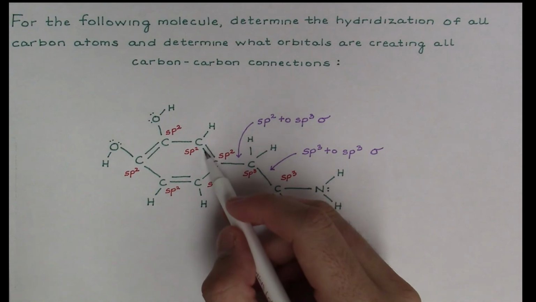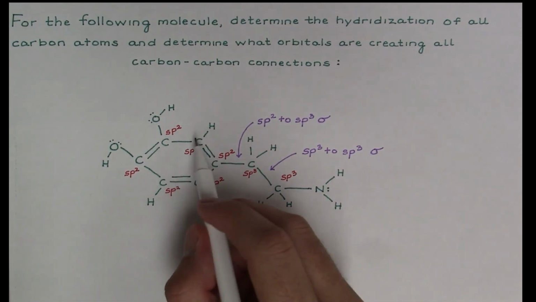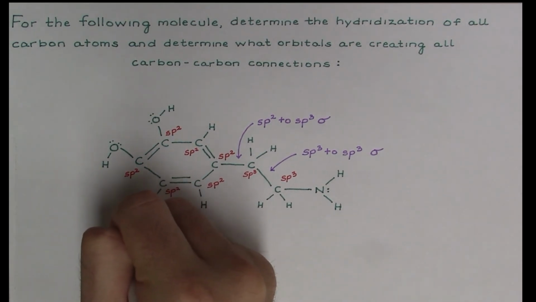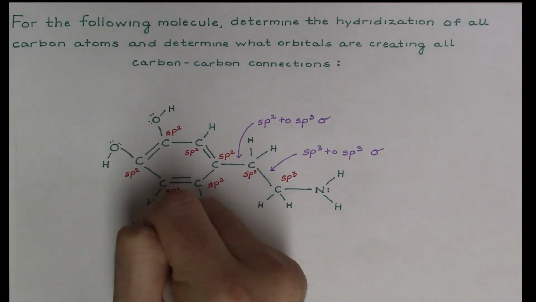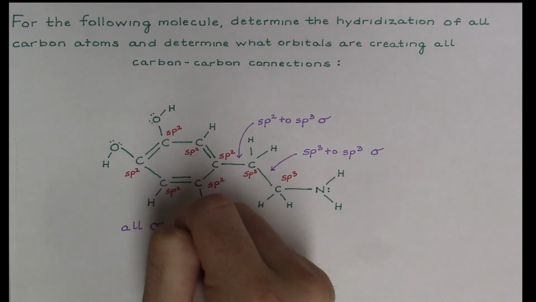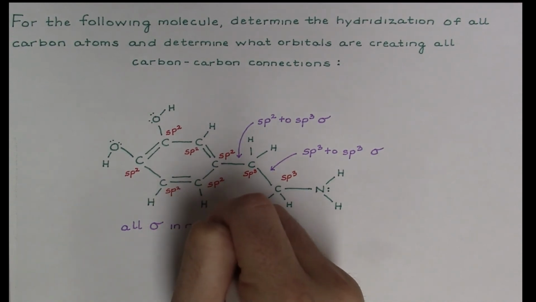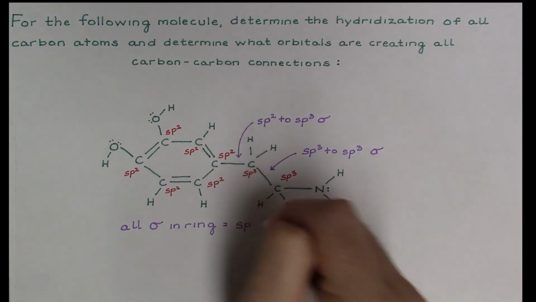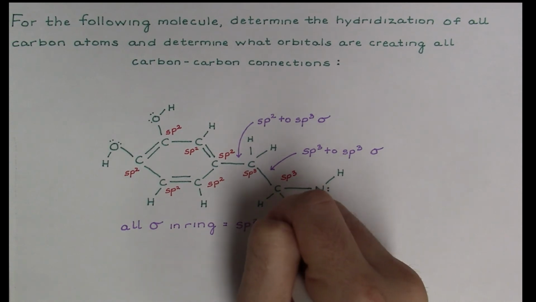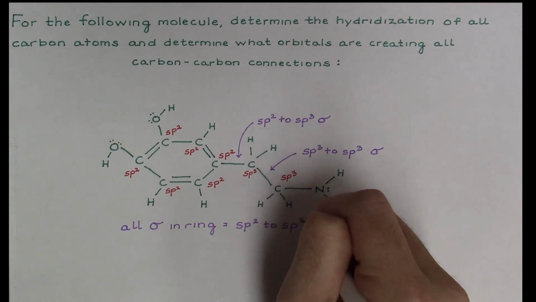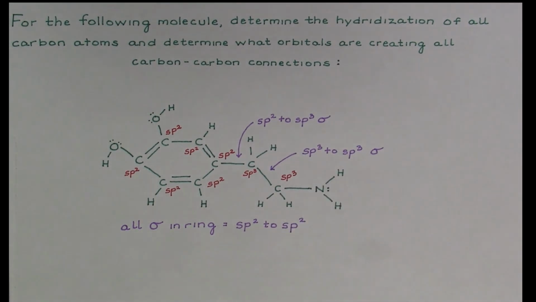So now let's look at the entire ring. Notice that I have all sp2 carbons for the entirety of the ring. So now that means that they're going to have the same hybridization as well as the same binding mode. So for all of my sigma bonds in the ring, they are going to be sp2 hybrid orbitals attaching to sp2 hybrid orbitals of the neighboring atom. So now this gives us all of our sigma bonds.